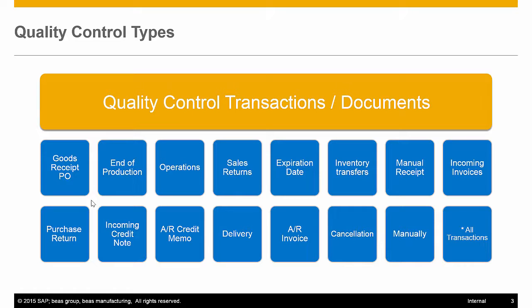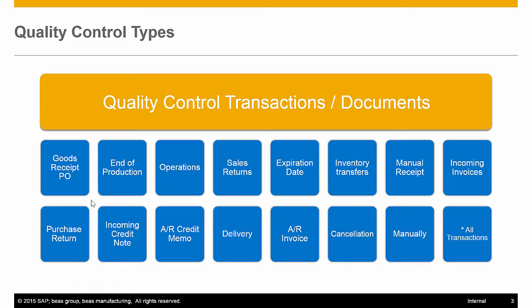During the different operations you have in routing, so the different operations to do to produce an item. If there is a sales return, then you can analyze it, of course. When the expiration date comes, then there is a specific function to analyze all the batches, for example, that are going to expire, and then you apply a specific quality control. During inventory transfers, manual receipt, so this is, for example, a good issue or standard good receipt. Incoming invoices, there could be, of course, material transactions if there was no good receipt purchase order before.